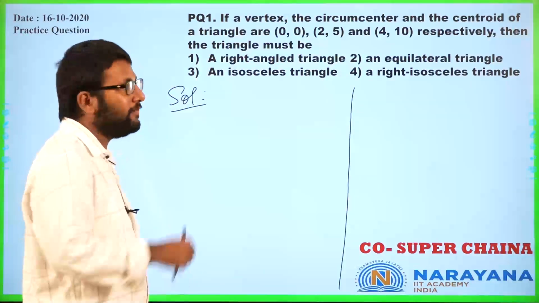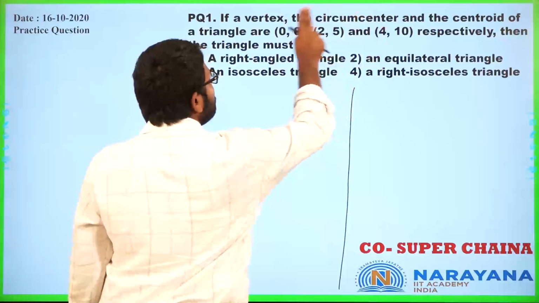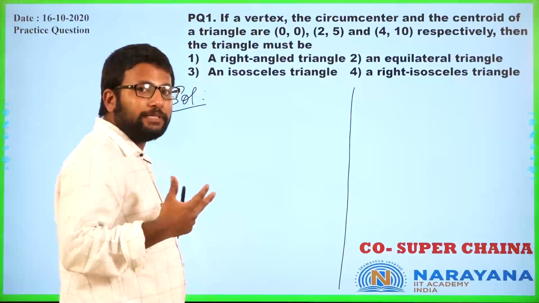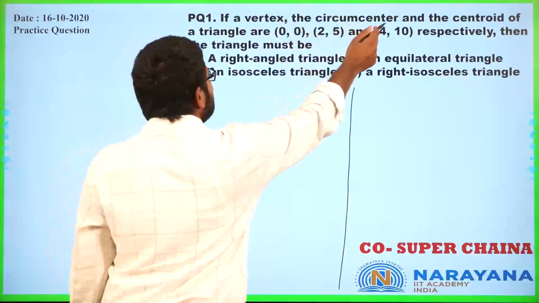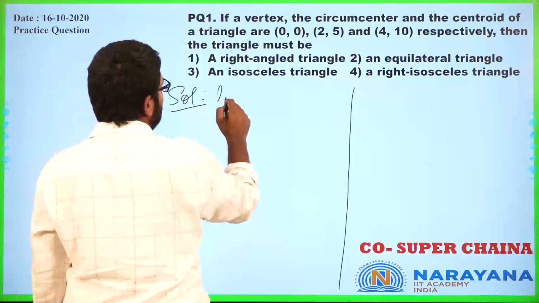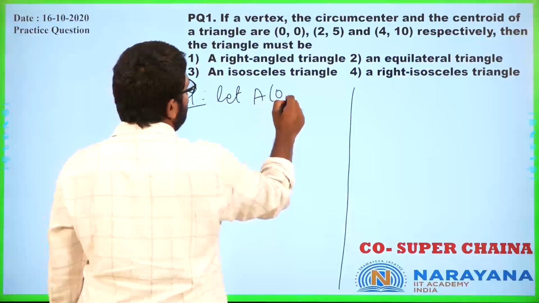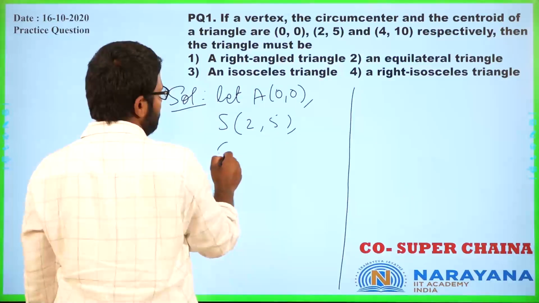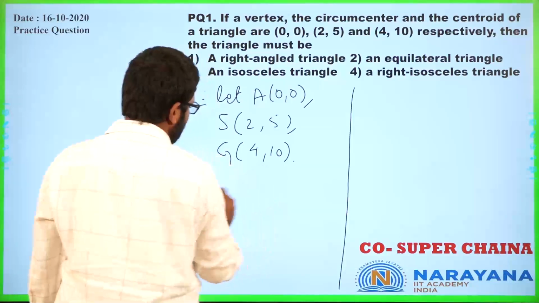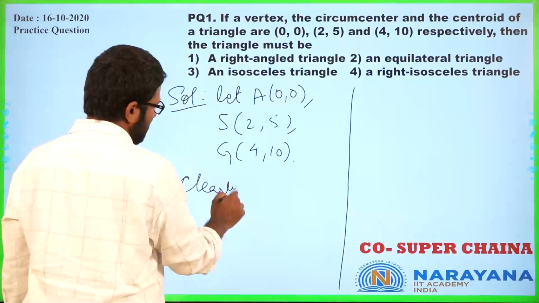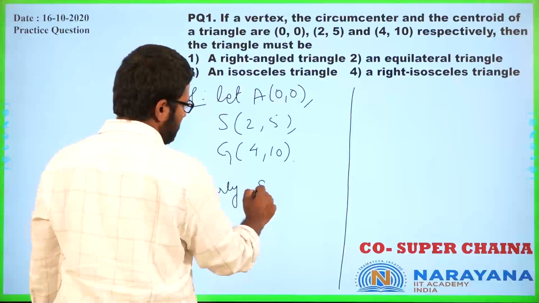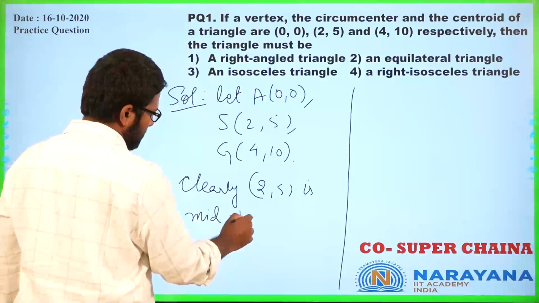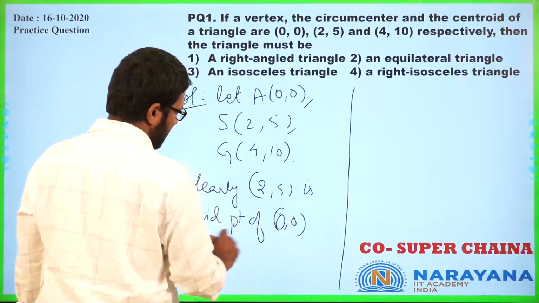Yes, double of 2, 5, which means 2, 5 is the midpoint of these two, right? What does that mean? For us, what is important is that these 3 points are basically lying on a straight line. So let A be 0, 0, circumcenter S be 2, 5, and G be 4, 10, right? So clearly 2, 5 is the midpoint of 0, 0 and 4, 10.